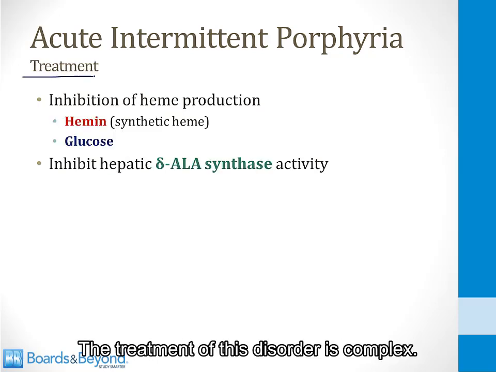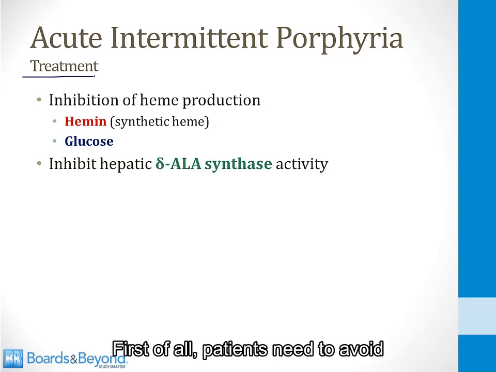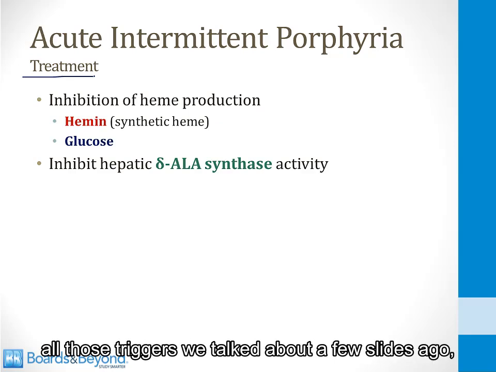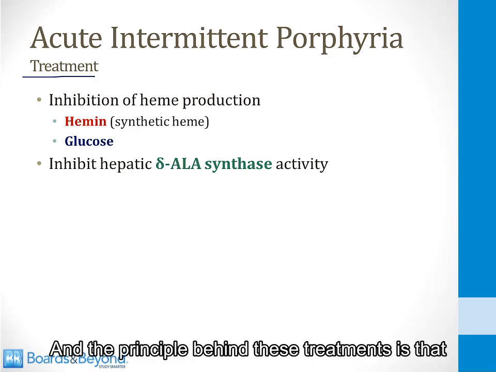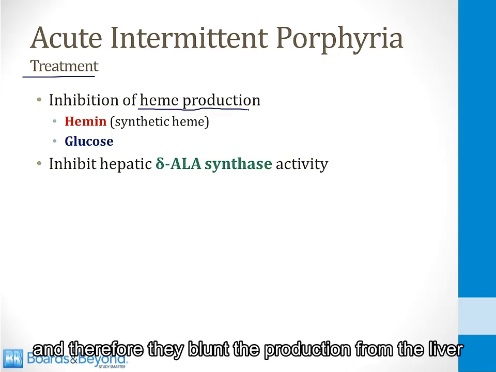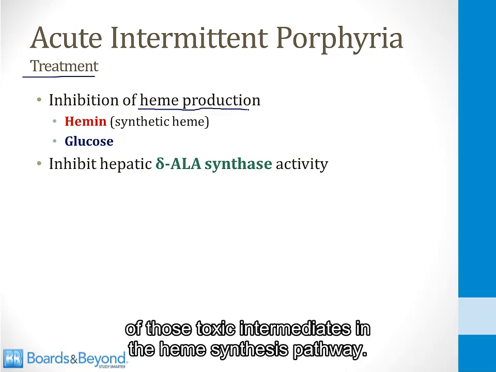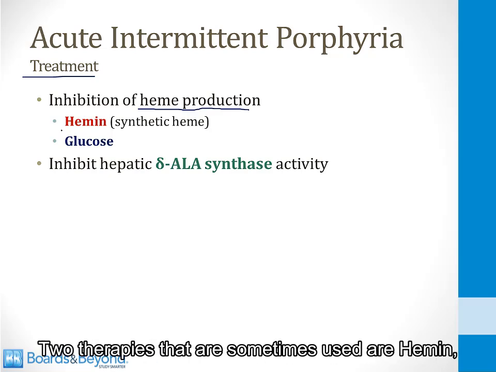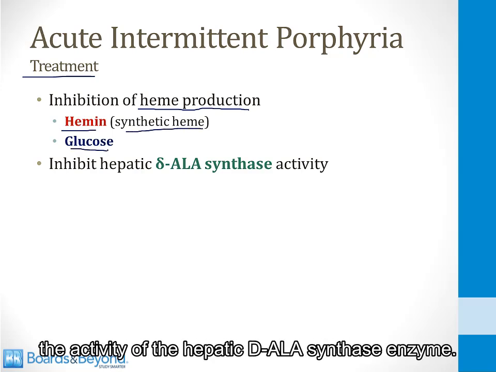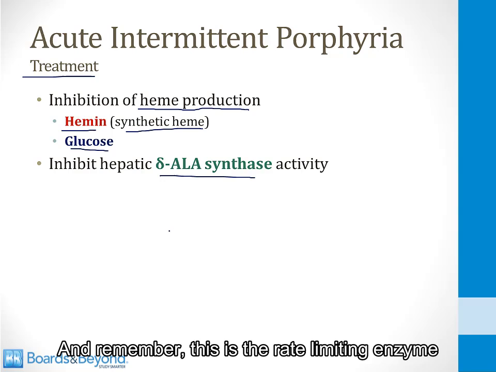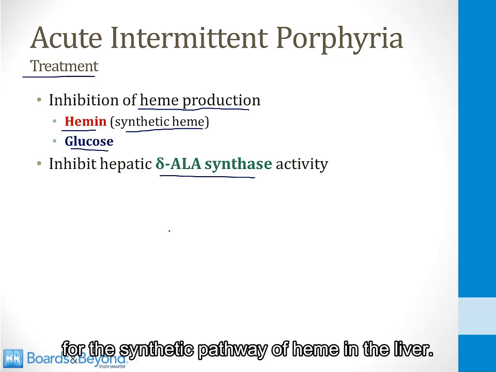The treatment of this disorder is complex. First of all, patients need to avoid all those triggers we talked about a few slides ago, but some other therapies are sometimes used, and the principle behind these treatments is that they inhibit heme production, and therefore they blunt the production from the liver of those toxic intermediates in the heme synthesis pathway. 2 therapies that are sometimes used are hemin, which is a synthetic heme, and glucose. Both of these inhibit the activity of the hepatic D-allosynthetase enzyme, and remember, this is the rate-limiting enzyme for the synthetic pathway of heme in the liver.